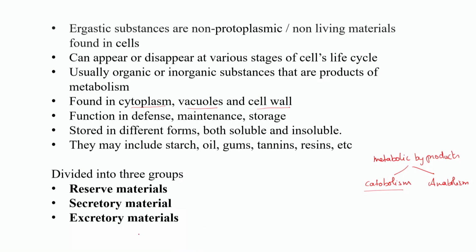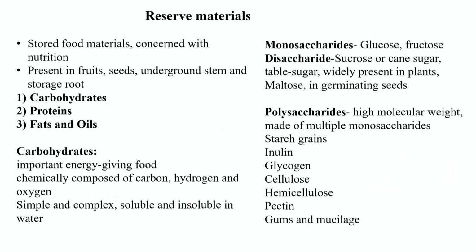Now, these ergastic substances are basically divided into three groups: reserve material, secretory material as well as excretory material. Now, first of all, reserve material. So basically they are reserve food. Now, everyone has a tendency of reserving food for their future use. So similarly, plants also accumulate food particles which are basically synthesized during the process of photosynthesis. So during photosynthesis, you have carbohydrate synthesis, and many more molecules will be synthesized from those precursor molecules.